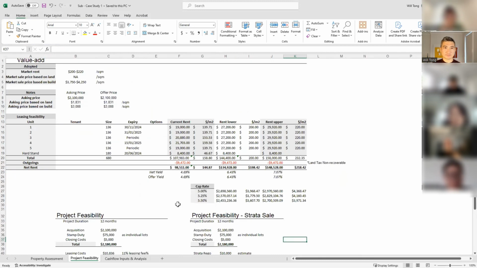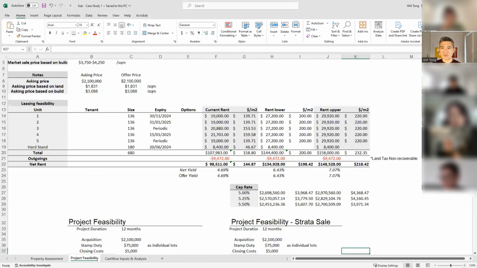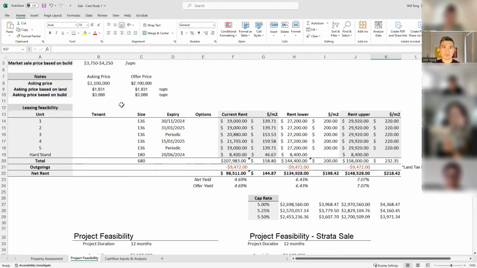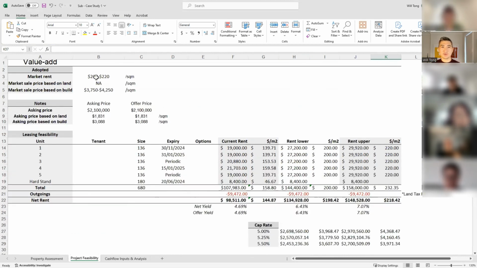So going to the second tab, which is where we do our feasibility. Here are the numbers that we've adopted. Rents 200 to 220 net, and rate per square meter of build for a strata property somewhere between $3,550 to $4,250 per square meter. These are pretty conservative numbers. We ended up buying it for 2.1, so just a tick over $3,000 per square meter on build. The land price is a little bit irrelevant because it's strata.